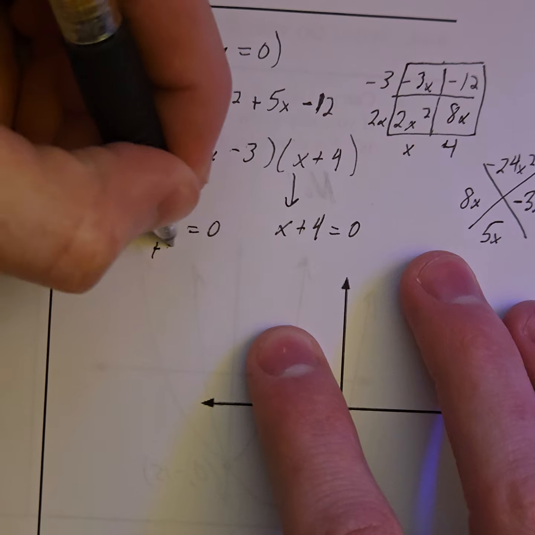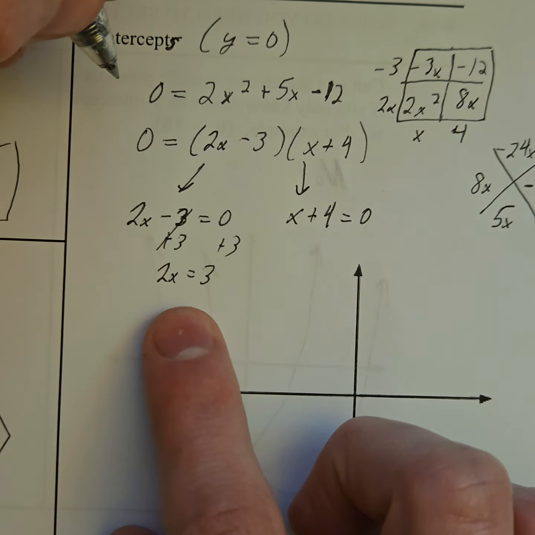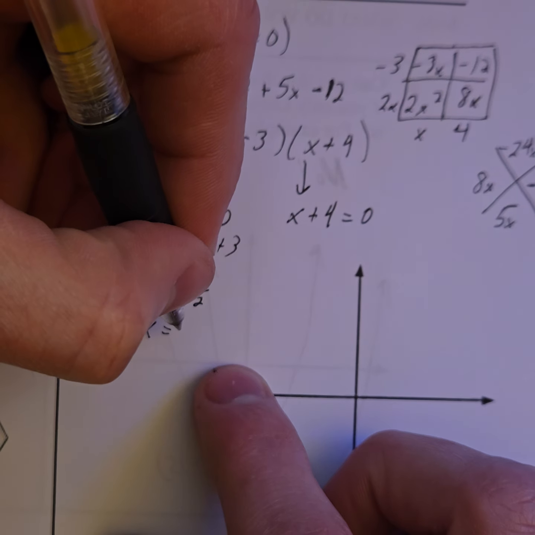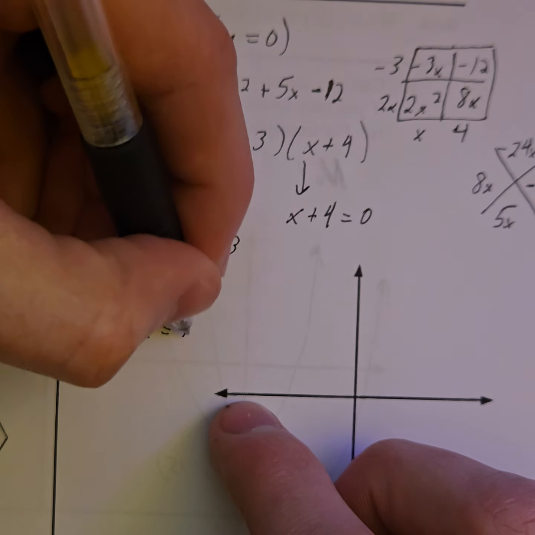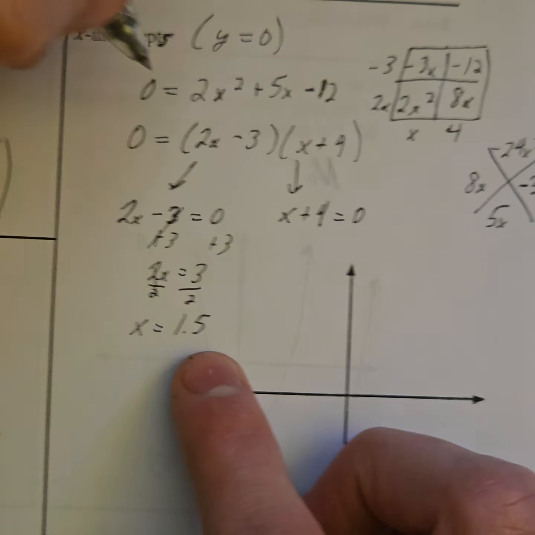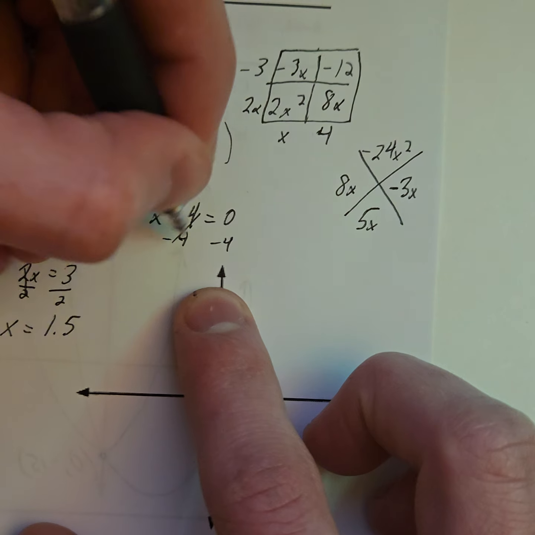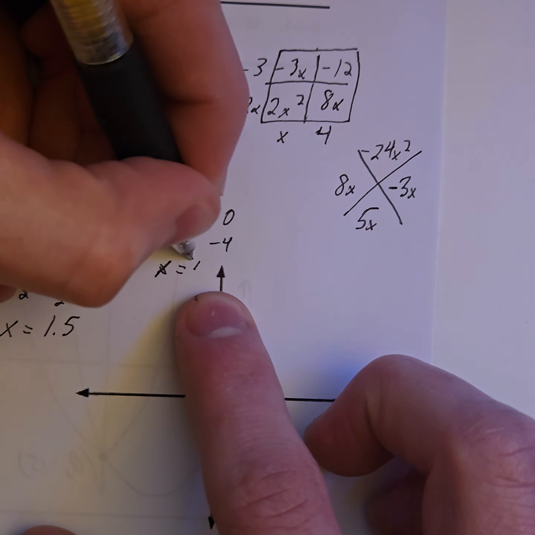All right, so for your solutions, you have to add 3 to both sides of this equation. You get 2x equals 3, and then divide by 2, and you get x equals 1.5. You could write it as a fraction, but on this one I'll write it as a decimal. And then this one here is super easy. You just subtract 4, and x equals negative 4. Make sure it's a negative. So there are your two x-intercepts.